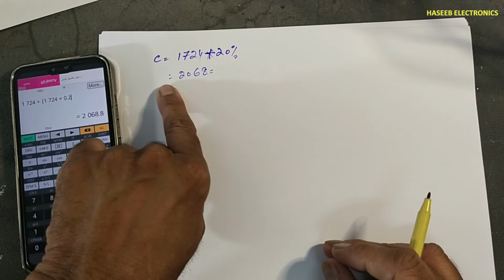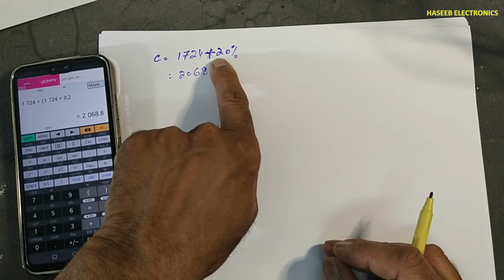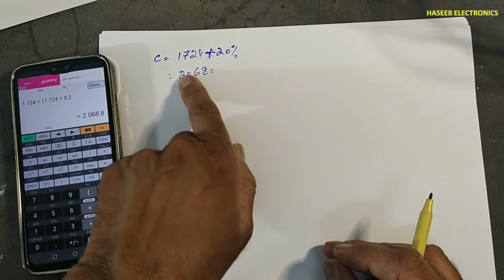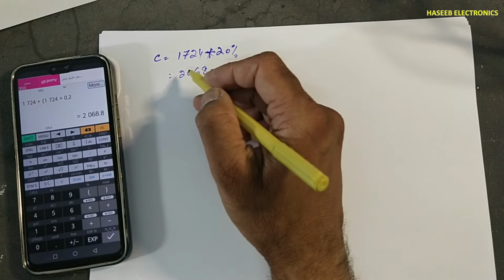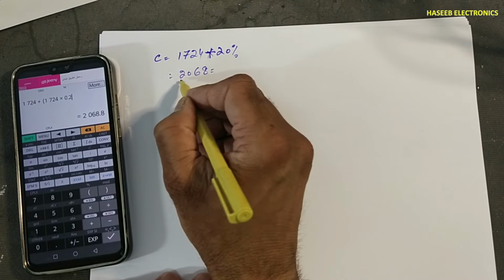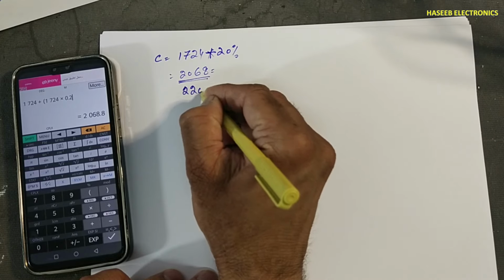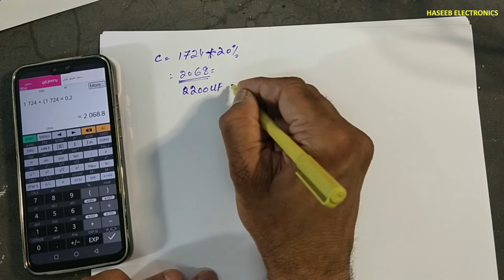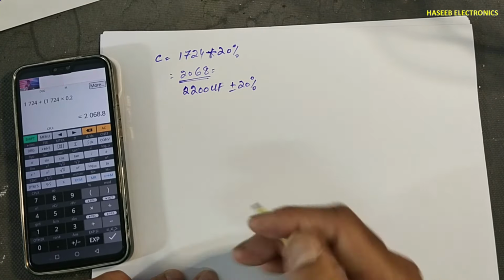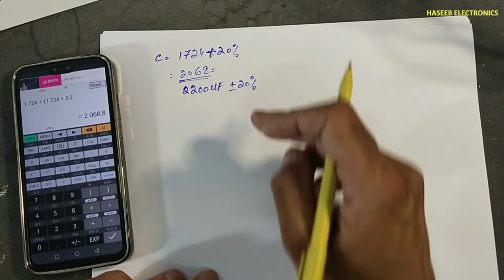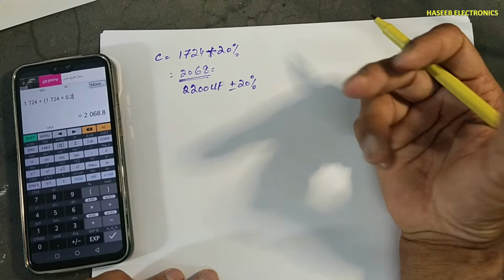If we have a capacitor with this calculated value with margin, minus 20%, this capacitor value will be available all the time. But when we are selecting a capacitor, we will not find this exact value, so its upper standard value is 2200 microfarad plus minus 20% with low ESR value.